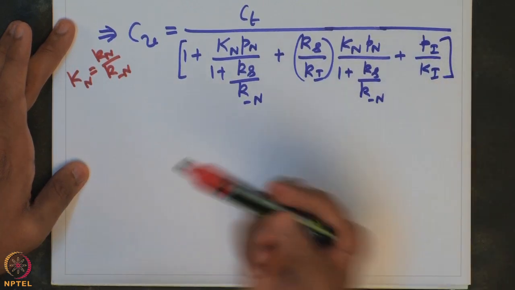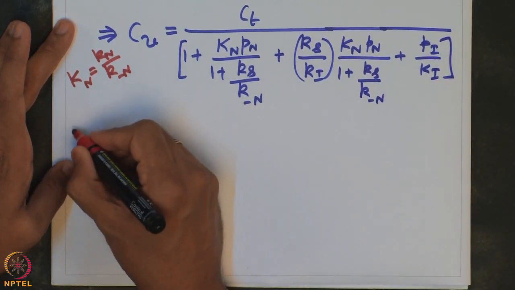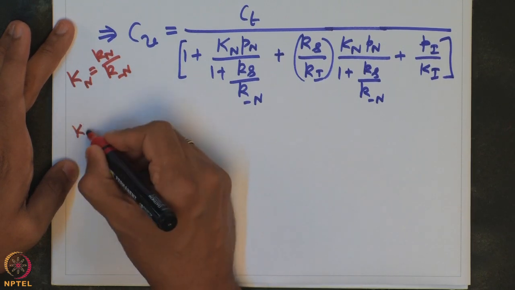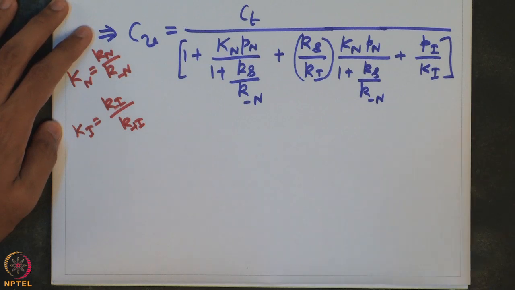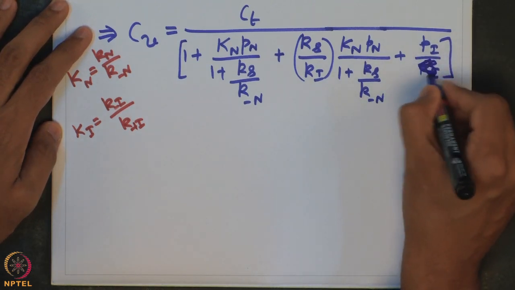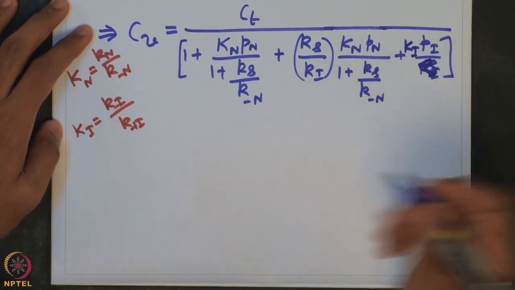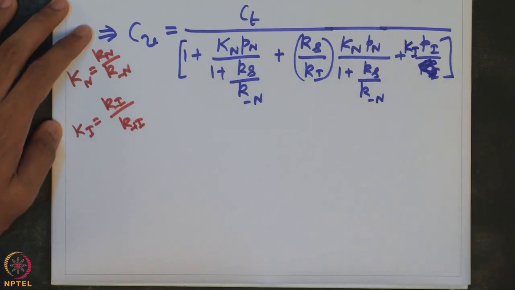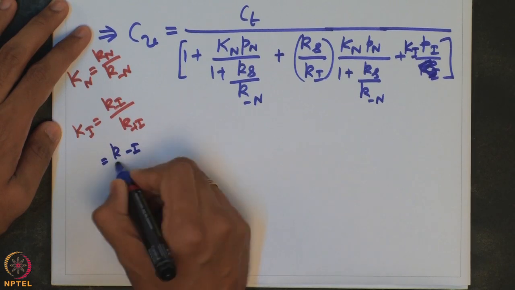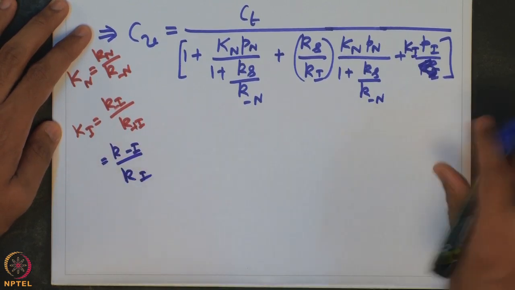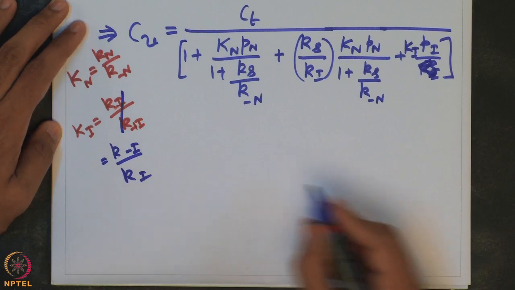If I define capital Ki as k minus i plus Ki, where Ki is the adsorption equilibrium constant of species I, then essentially this is k minus i by Ki. I can write this as k minus i by Ki.